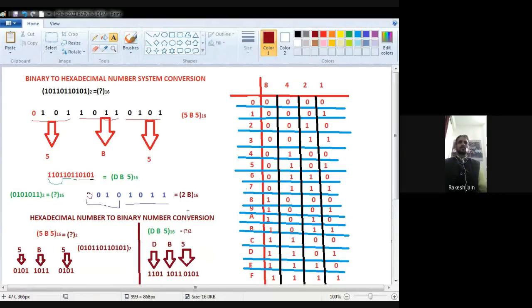So today we completed our binary to hexadecimal number conversion and hexadecimal to binary number system conversion. I hope you understand.